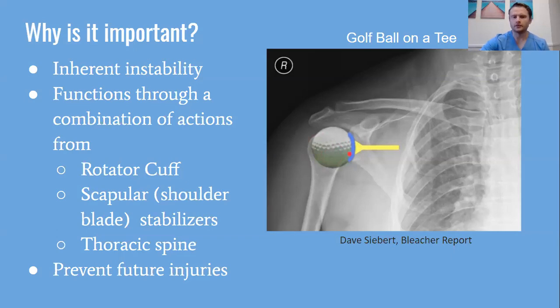Now, if you have instability, you need to find a way to counterbalance that. And the way that the shoulder does it is through muscles that encompass that joint and provide the stability. So the shoulder functions through a series of actions from different muscle groups and from different joints. The first one we talked about was the rotator cuff. The rotator cuff inherently provides the stability and also the movement. It helps to start movement. It helps to prevent the shoulder from getting stuck in a position.